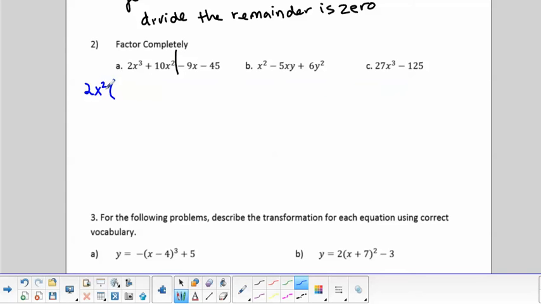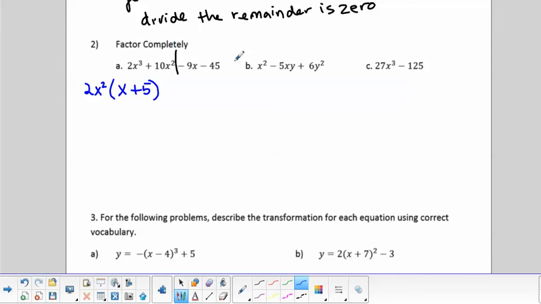So now I have to think 2x squared times what would give me 2x to the third, and that would be x to the 1, plus 2x squared times what would give me 10x squared. That's 5. So now if I were to multiply this, I would get what I started with.